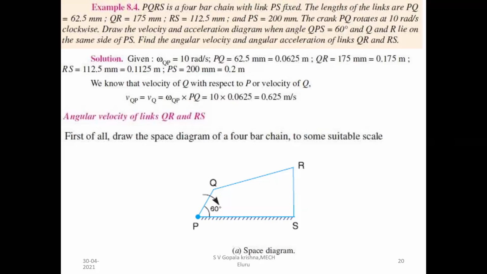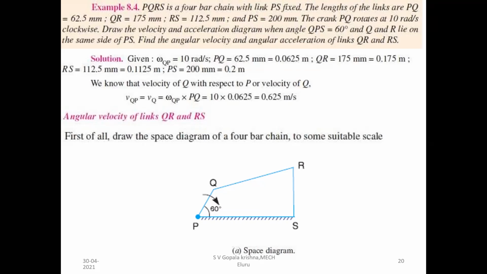From the problem description, we have to write the given values. What is given here? Omega PQ, whatever it may be, has the value 10 radians per second. The link lengths PQ, QR, RS, and PS are also given. First we have to convert all of these into meters.